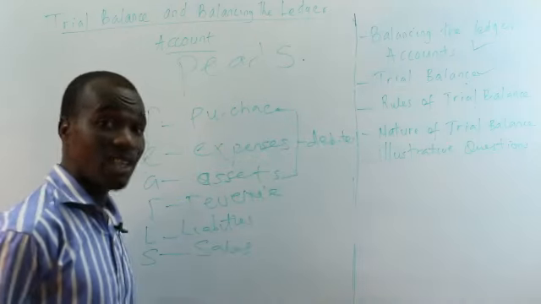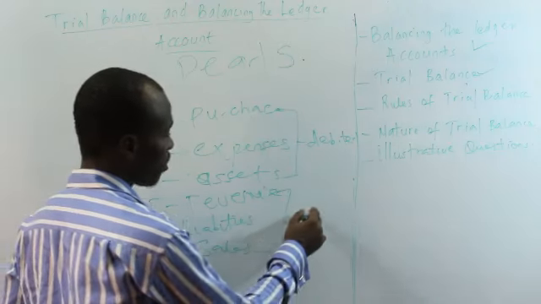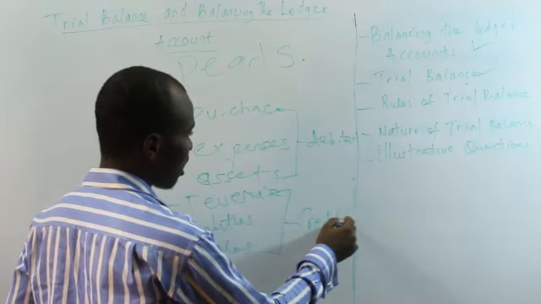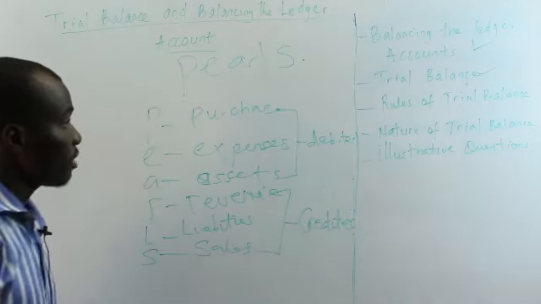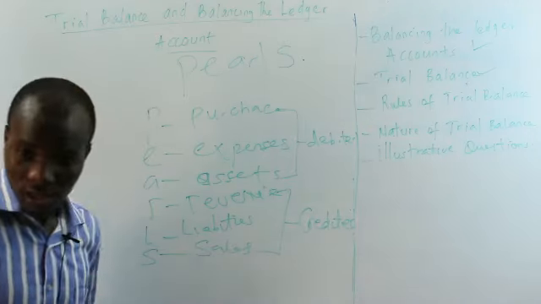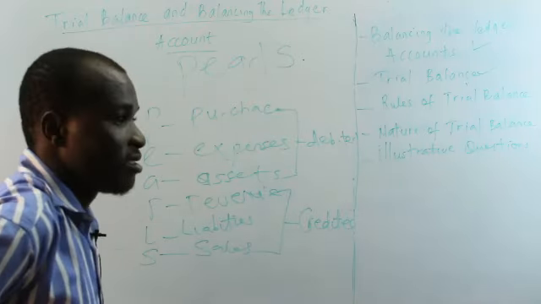That is, they must have debit entries, while the other three must be credited. They must have a credit entry. So we can thereafter go to the uses of trial balance.